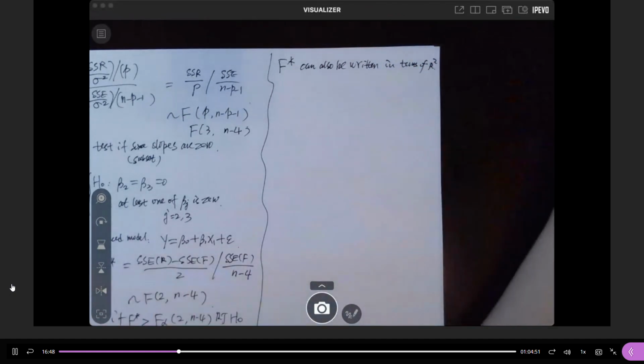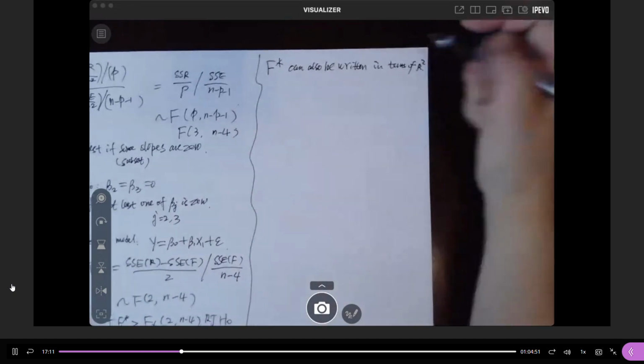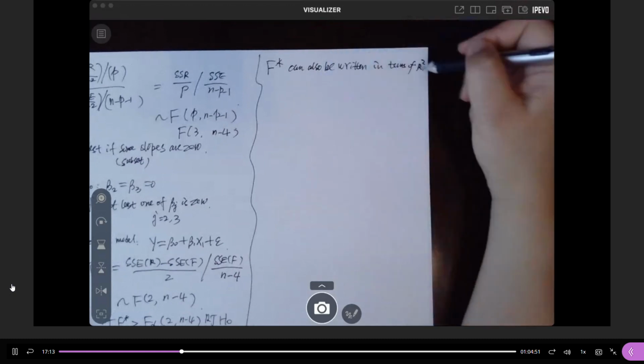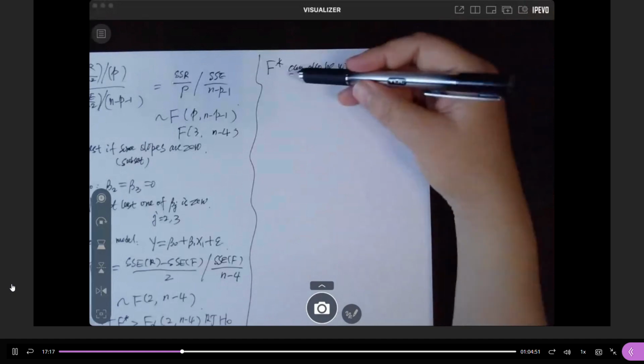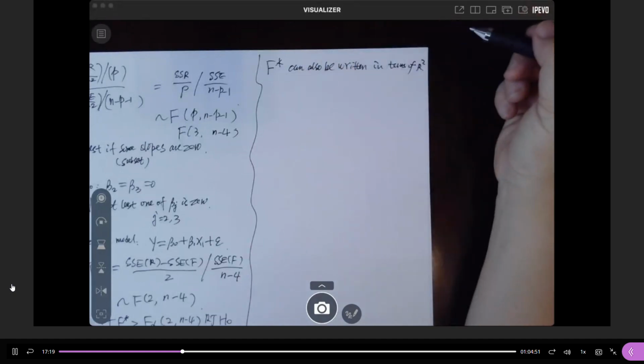If you use software to do the data fitting, some software will give you sums of squares, some software will give you R squared, some may give you both. How you use that to solve your application problem is something you should learn from this class. You should be able to interpret the data. So how do you express F star in terms of R squared? R squared could be given to you by the software, but how do you come up with your F test?